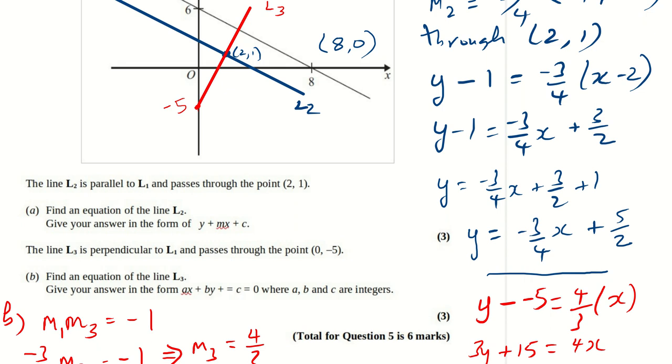And that's the equation of the line L3 written in the form they want. A, B and C are integers because they are 4, minus 3 and minus 15.